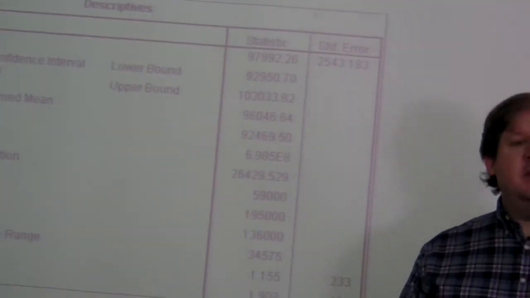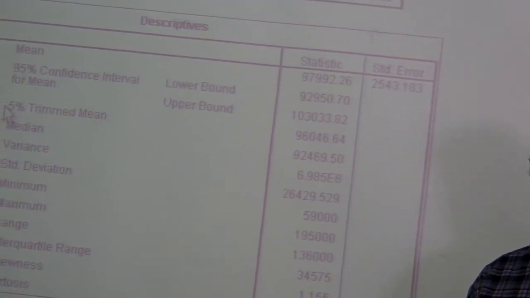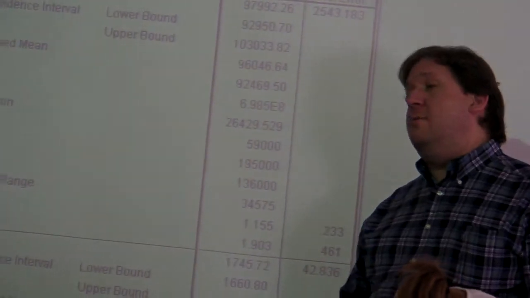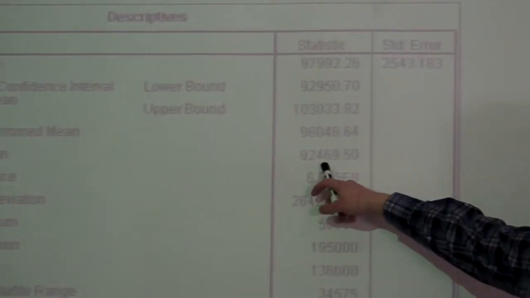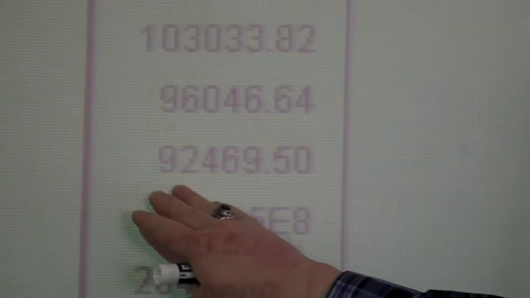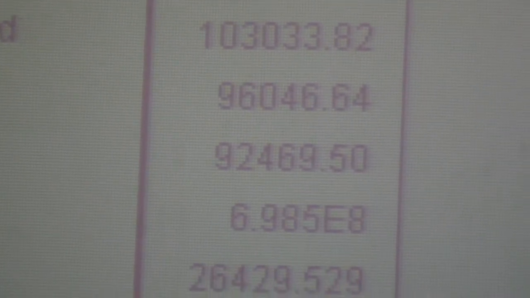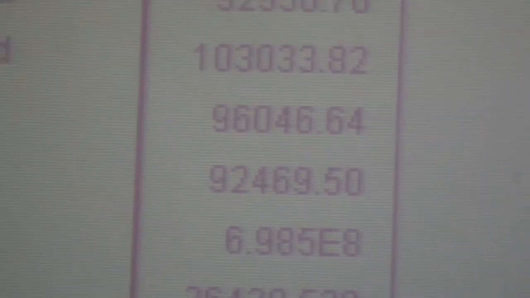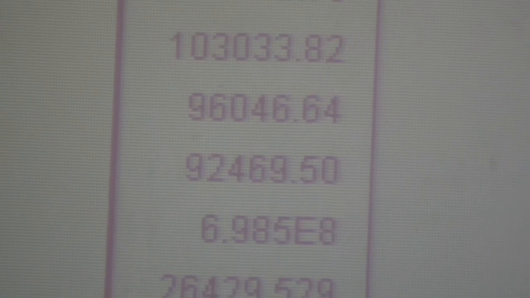Now the nice part about the median is it's completely unaffected by outliers. Okay? And some people would actually argue it may be a better measure of central tendency if you think about where is the center of your data. In this case, our median is 92,469.50.